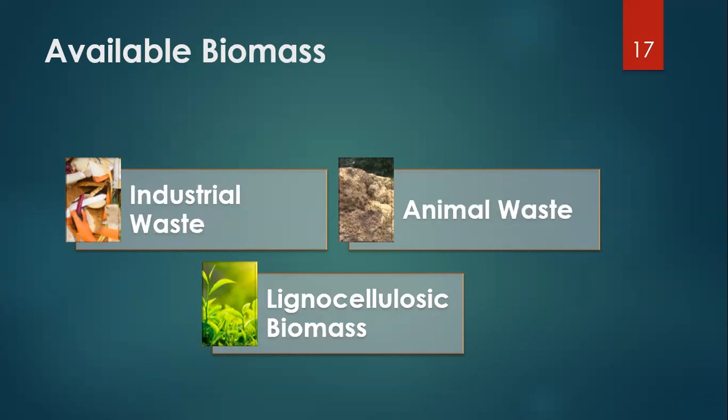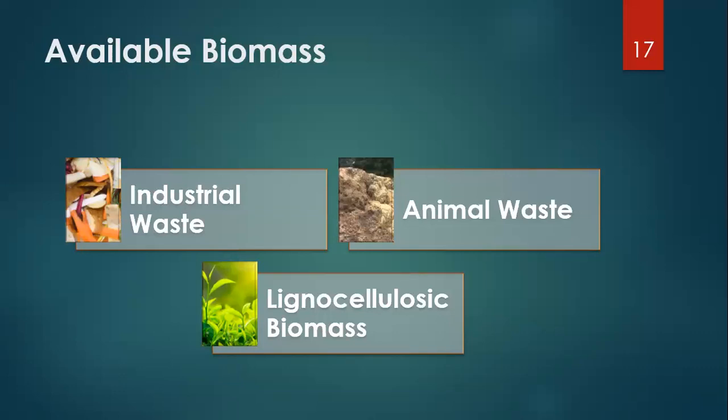After that, we have animal waste. Animal waste includes poultry manure and residuals and waste of animals like buffalo, cow, and other animals. So these were the animal waste. After that, we have lignocellulosic biomass. The term lignocellulosic refers to plant biomass. Lignocellulosic material is a material which consists of cellulose, hemicellulose, and lignin.